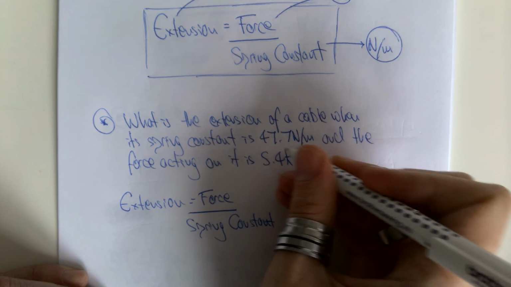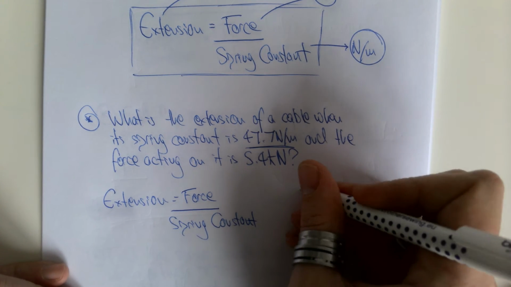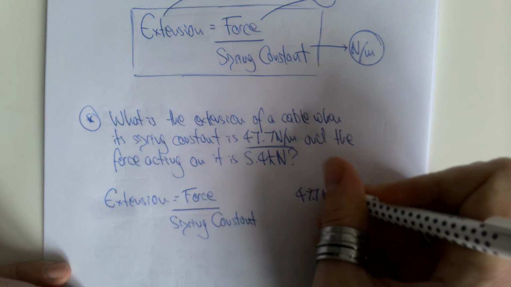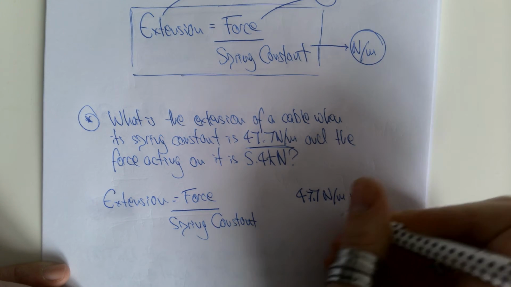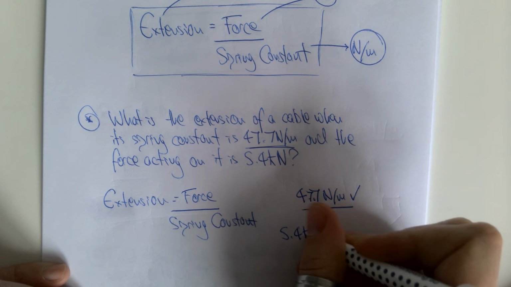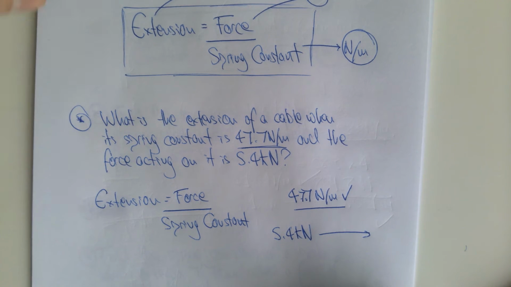Now, we look at our question. Our spring constant is in the correct units, newtons per meter, 47.7 newtons per meter. So that is fine. However, 5.4 kilonewtons is not the unit we want. We want it to be in newtons.